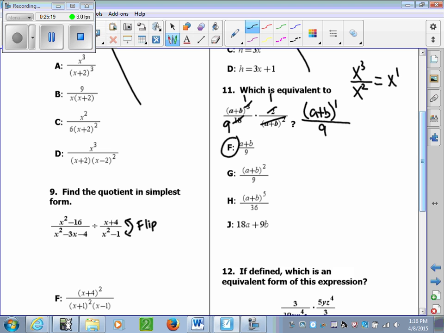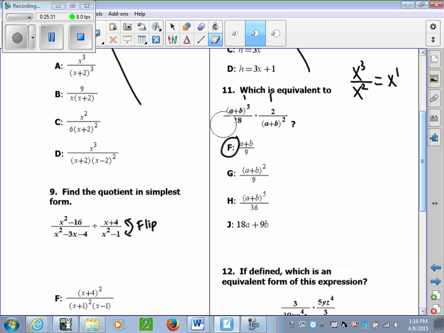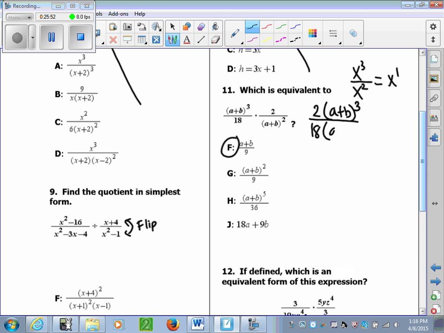Alright. Now, if you hadn't seen those before you multiplied it out, let me show you what you would have gotten and how you would have gotten to the same answer. Okay, so if you hadn't seen all those things I canceled and you look at this and go, nothing cancels, well, that's fine, but let's just talk about it for a sec. So I would have just multiplied my numerator by my numerator and denominator by my denominator. My numerator would have given me 2 times a plus b cubed, and my denominator would have given me 18 times a plus b squared.